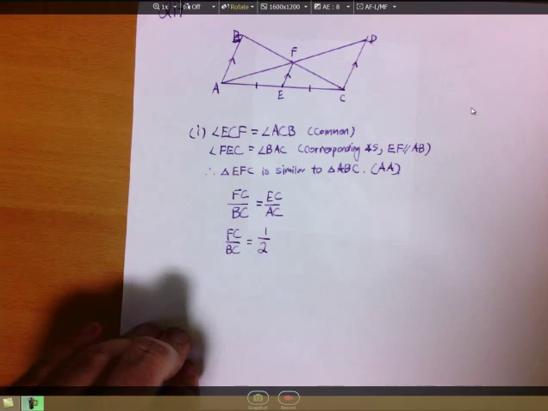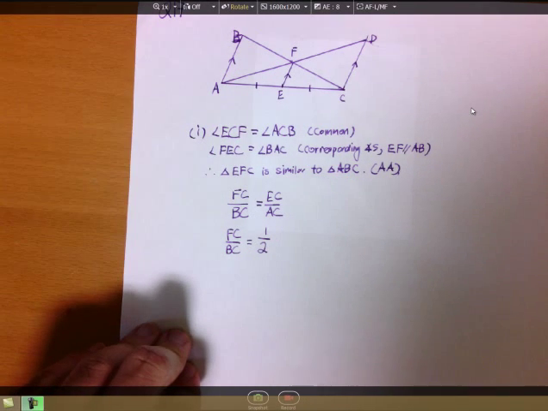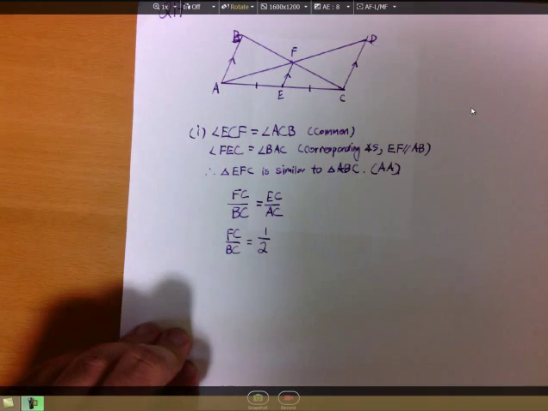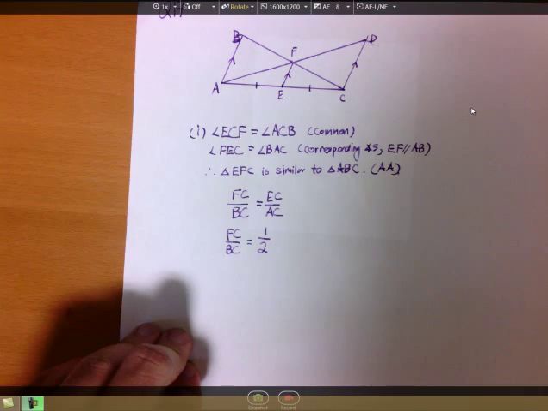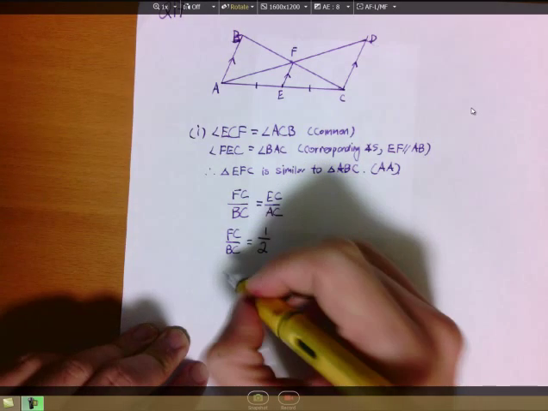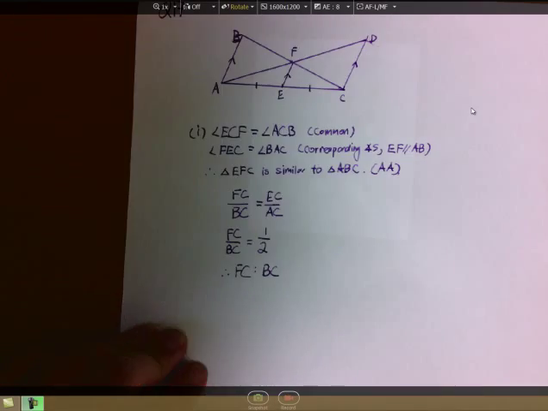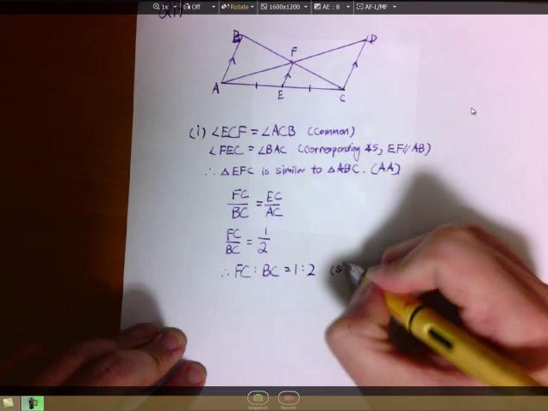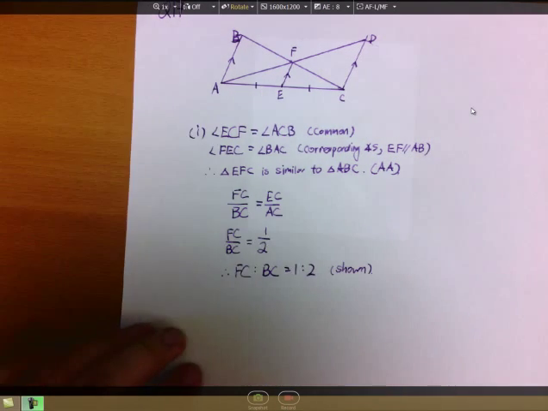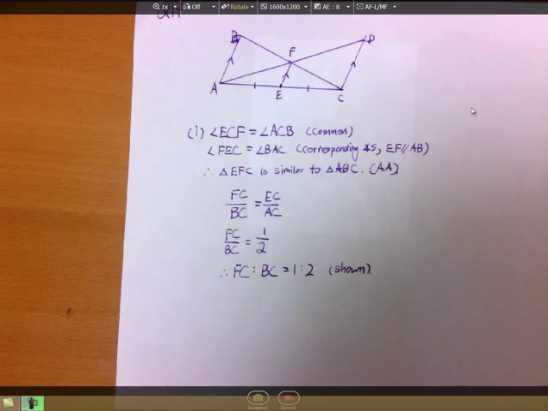This relationship is actually given to us already. EC is to AC, alright. So therefore I will know that FC is to BC is equal to 1:2. I have shown. And that is 17 part 1. Okay, 17 part 2, what they want me to show is this.